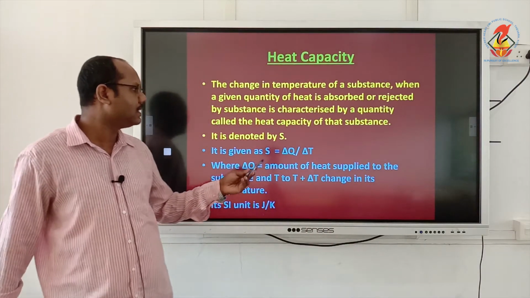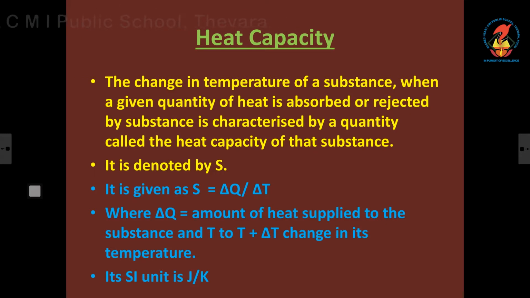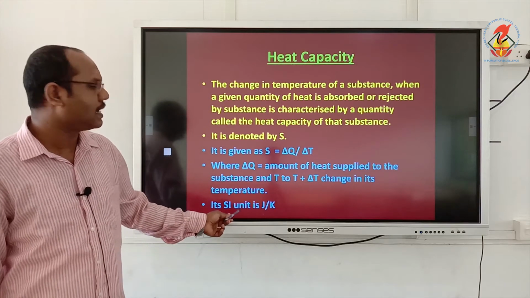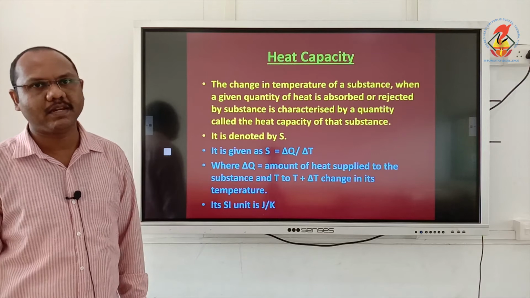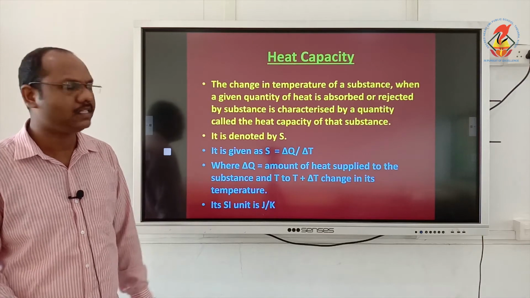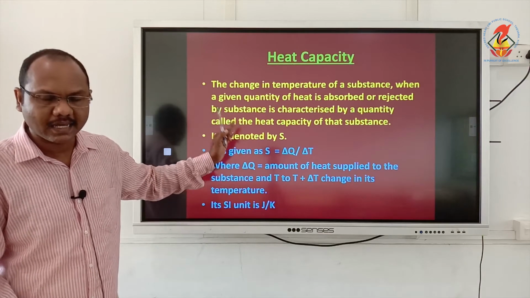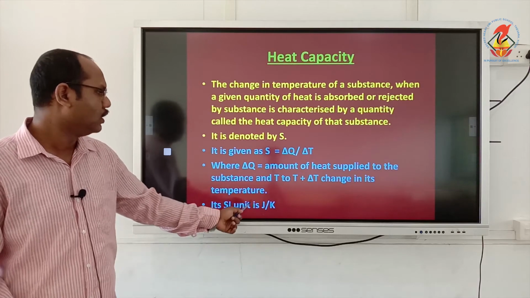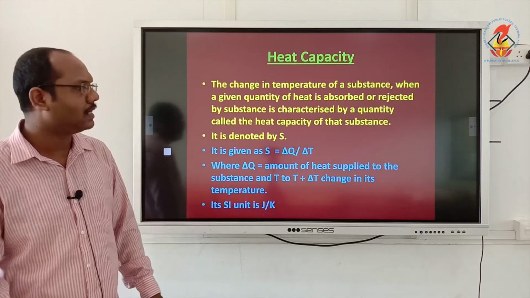So, I will write like this: S is equal to delta Q divided by delta T. Delta Q is the amount of heat supplied to the substance, and delta T is the rise in temperature. And the SI unit is joule per Kelvin. The SI unit of heat capacity is joule per Kelvin, delta Q by delta T.